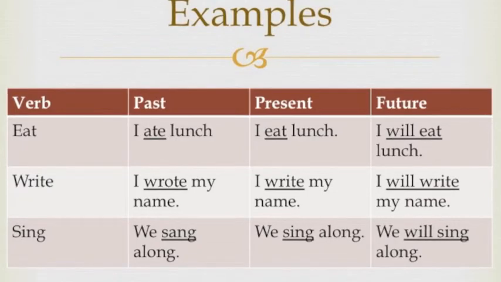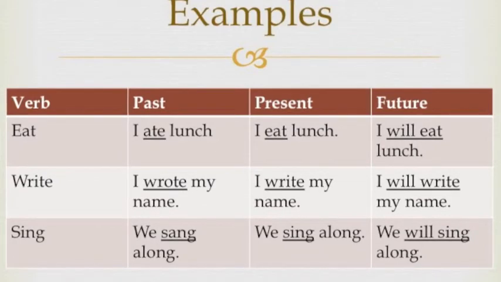In future tense, I will write my name. The spelling does not change, but we do add a word. We add the word will before the verb write. Sing. We sang along. Notice that the spelling changes in past tense from sing to sang.